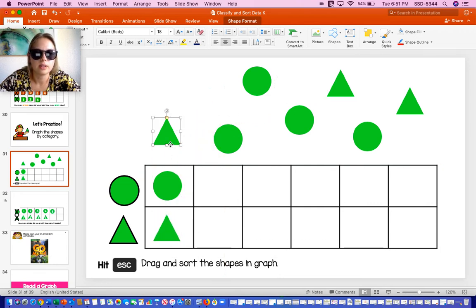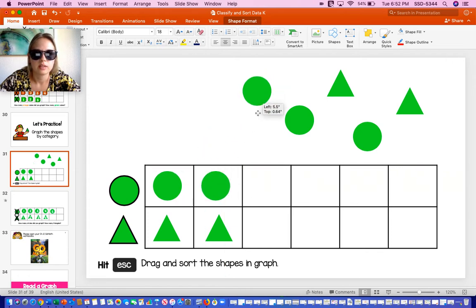What about this one? Show me where to put it. Oh, I don't just put it anywhere. I need to line them up like they're in line for lunch order or something. They can't just go all the way over here. That's going to be way too hard to count. I got to put them next to each other. Circle.